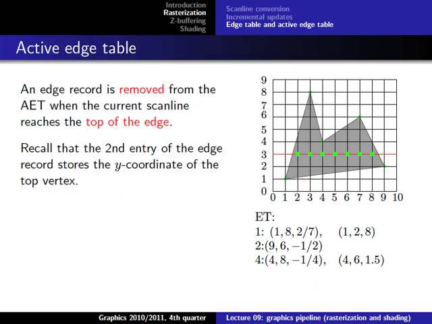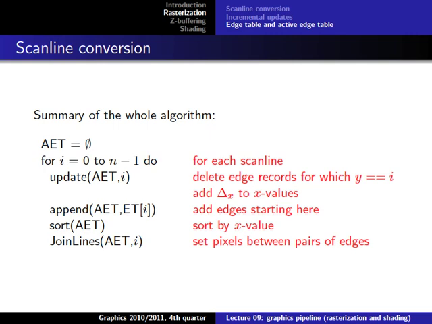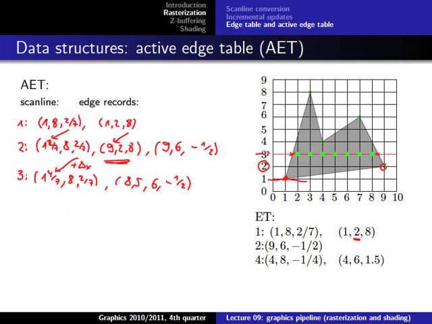So this basically summarizes what I just said: we remove an edge from the active edge table when we reach the end of the edge, the top of the edge, and that means that the second y entry is the same as the index of the edge table. If we summarize this, you see the reason why we're doing this is that it gives us exactly our intersection points here. This is the x value of the intersection point, and this is the y value of the intersection point. And then we can draw all the pixels in between.